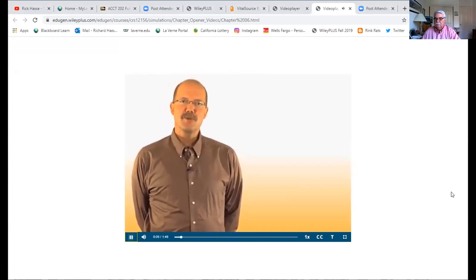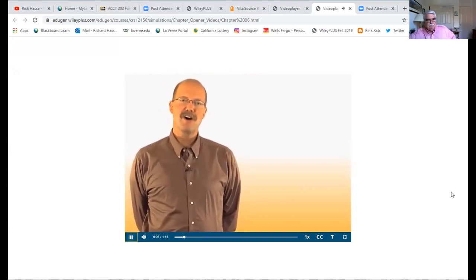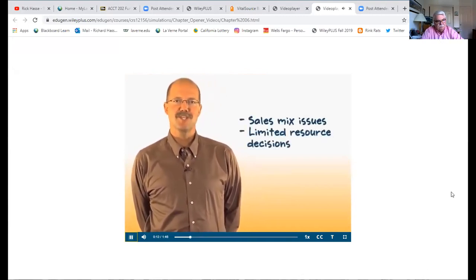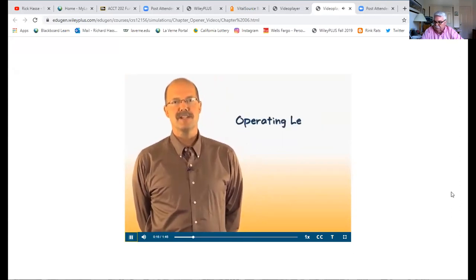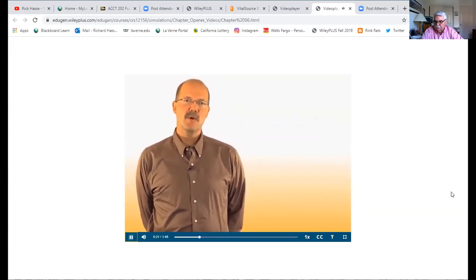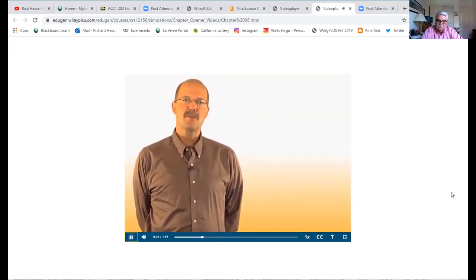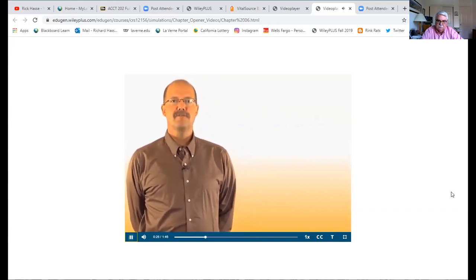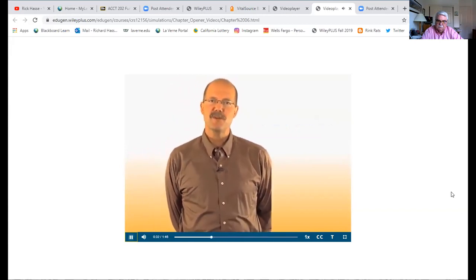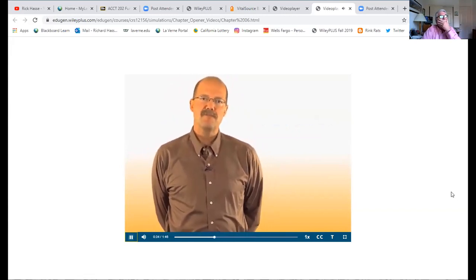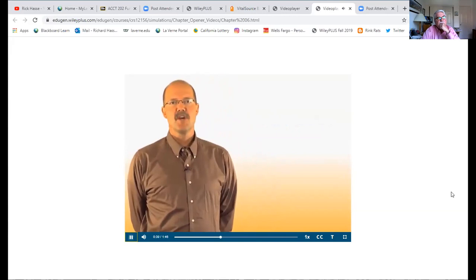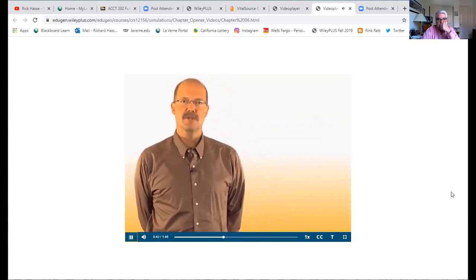In this chapter, you learn additional applications of cost, volume, profit concepts, such as sales mix issues and limited resource decisions. You will also learn about operating leverage. Consider this: why do some businesses, such as automobile manufacturers, do extremely well when the economy is strong, but flirt with bankruptcy whenever there is a recession? While all businesses do better in a strong economy, automobile manufacturers are far more susceptible to economic swings than other businesses. One of the main reasons is their cost structure.